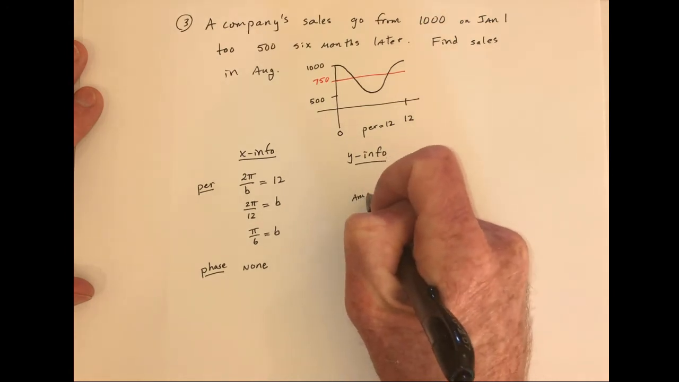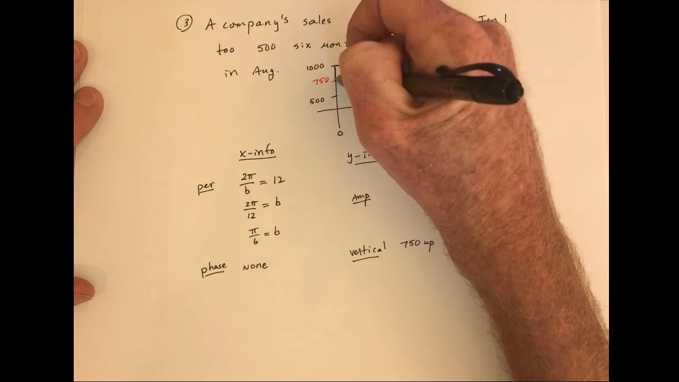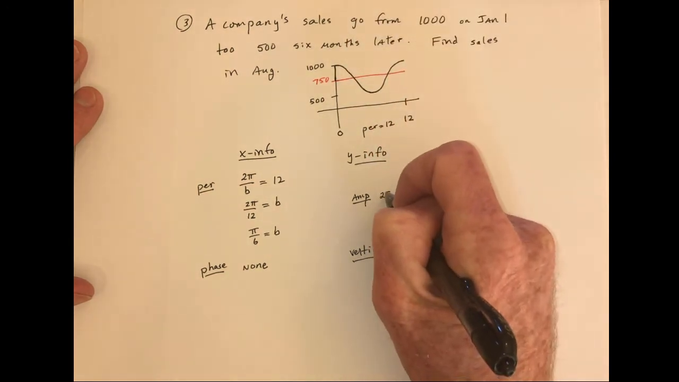And then for the amplitude, so that's from 750 up to 1,000. That's 250.